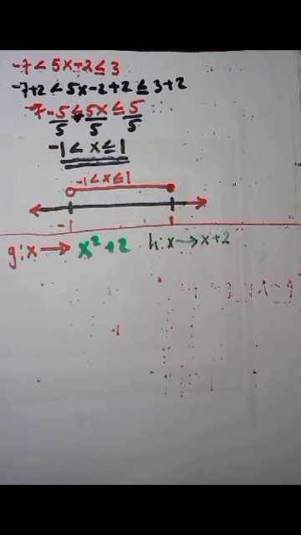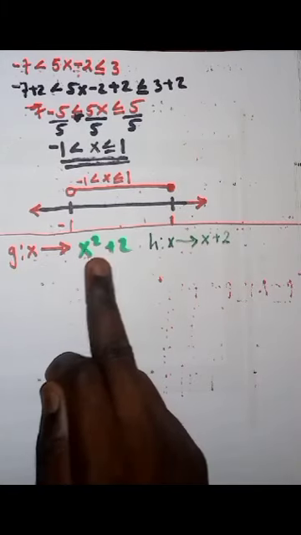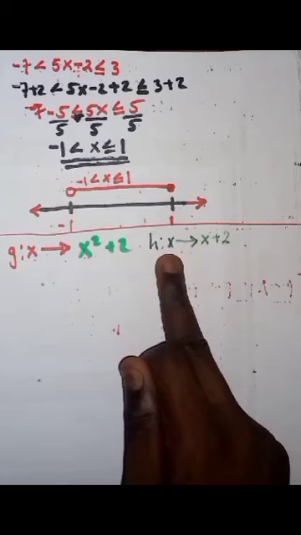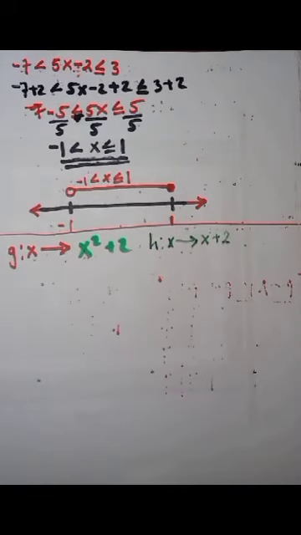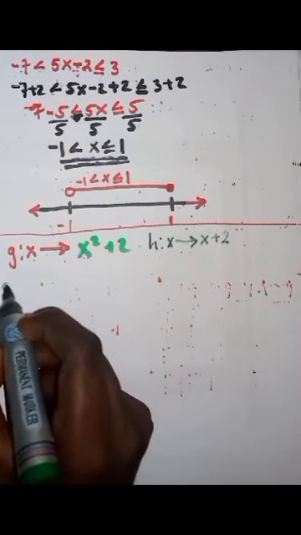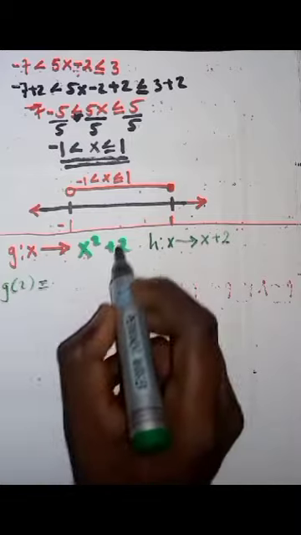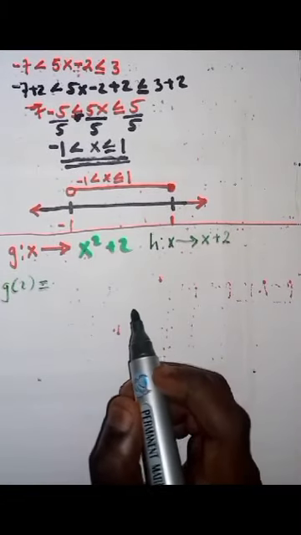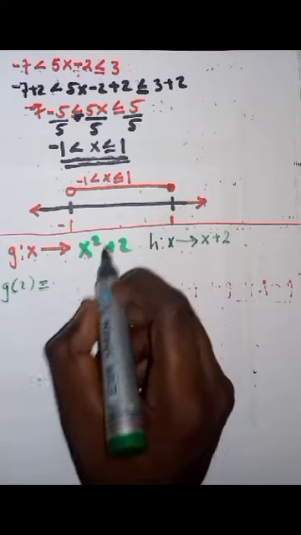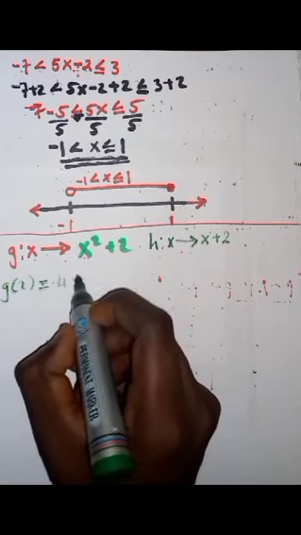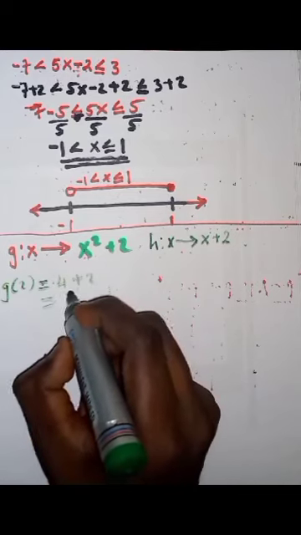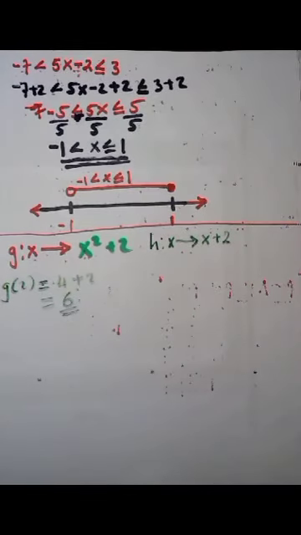So the next question is saying that the functions g and h are defined on the set of real numbers as follows. We have g such that x maps onto x squared plus 2, and h such that x maps onto x plus 2. Then part a is saying that we should evaluate g of 2. This is g of x, so we just substitute 2 for x in the equation. 2 squared is simply 4, then 4 plus 2 gives us 6. Good. So g of 2 is simply 6.